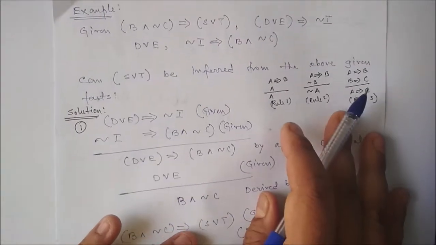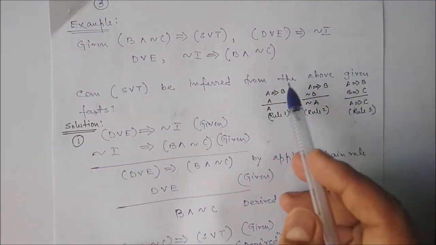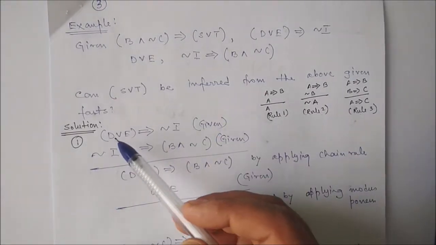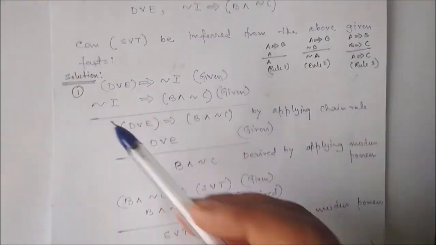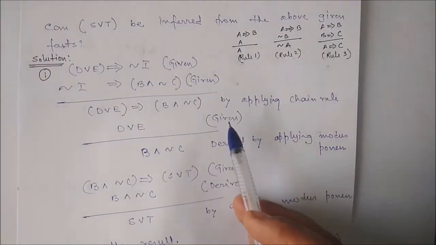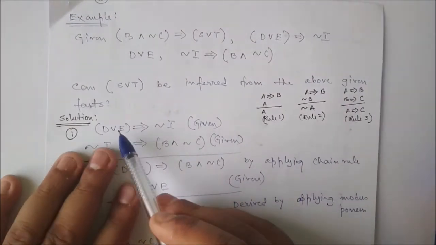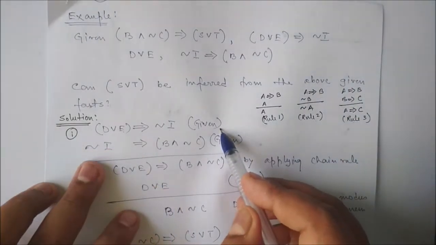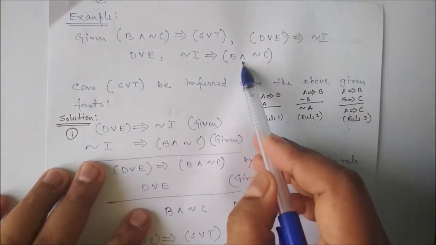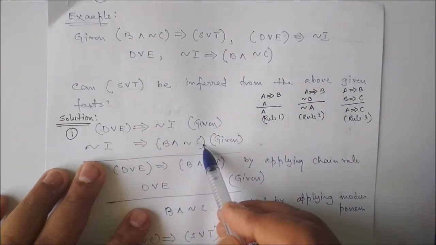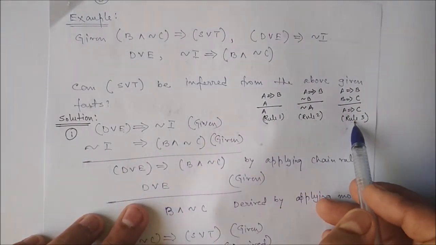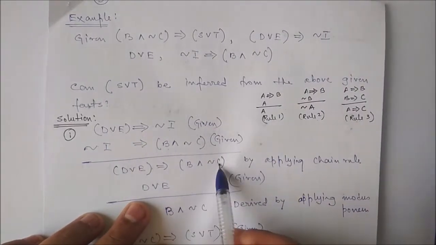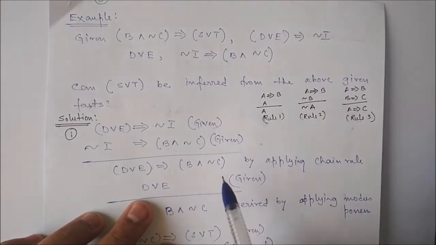Already you know these are the rules: rule number 1, rule number 2, and rule number 3. Now we can solve in any way, so we'll see method 1 as well as method 2. Let's see the first method. D or E implies not I, it is given. Not I implies B and not C, it is also given. Here we can apply the chain rule, rule number 3. So we can write D or E implies B and not C, derived by applying the chain rule.